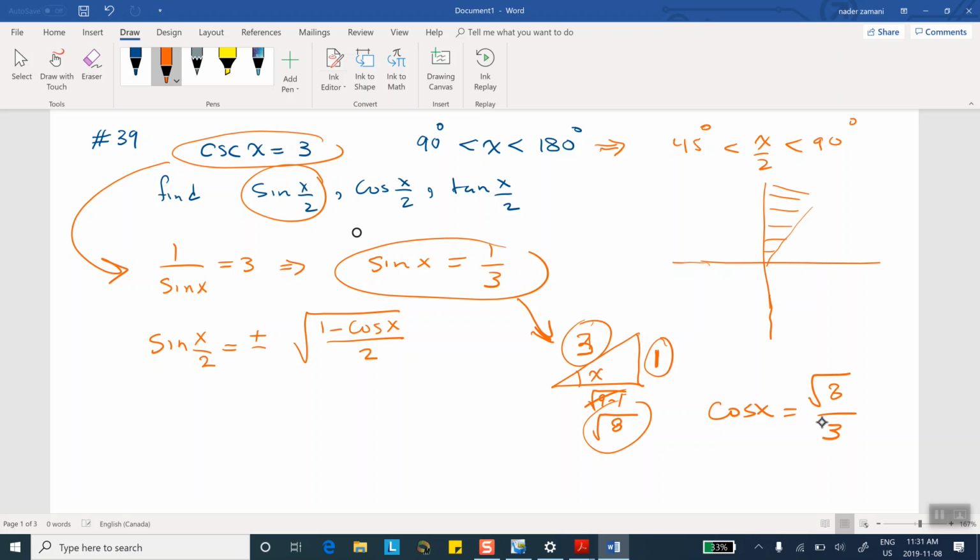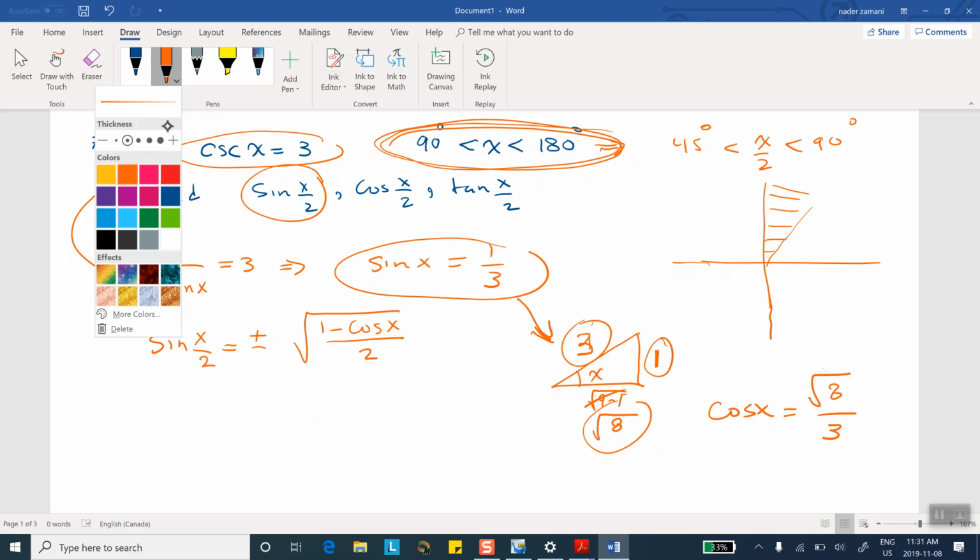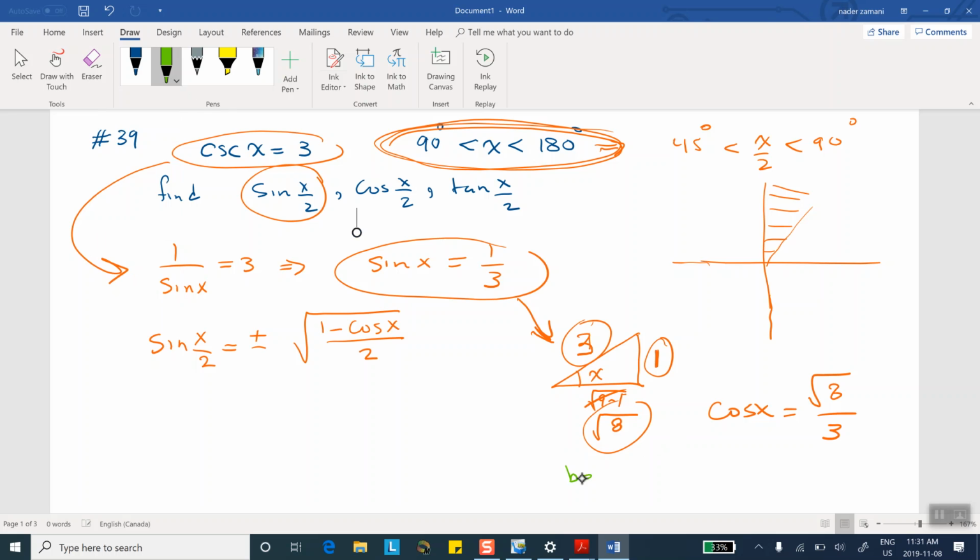Now, we just have to watch out about the sign. Now notice that it says x is between 90 and 180. What that means is that your cosine must be negative. So this actually is not correct. You need a minus sign because things like this you have to write on the quiz or the test. Because x is between 90 and 180, cosine of x is negative. Therefore, cosine of x is actually minus root 8 over 3.